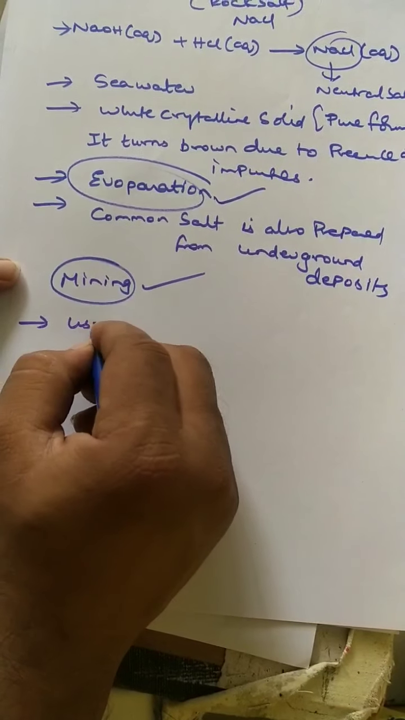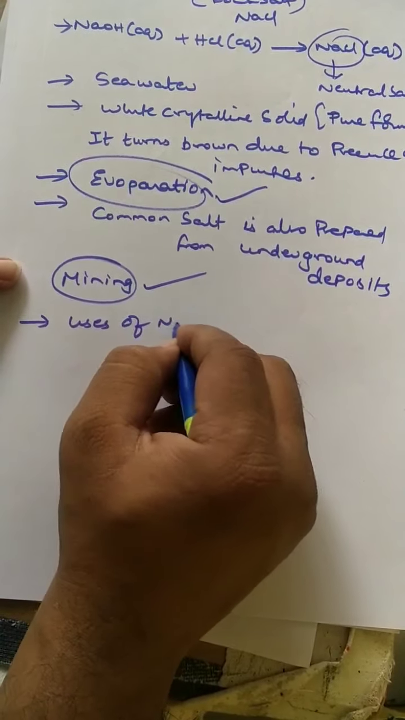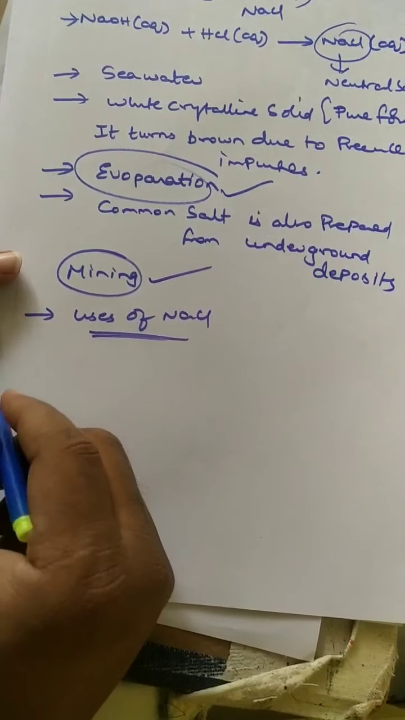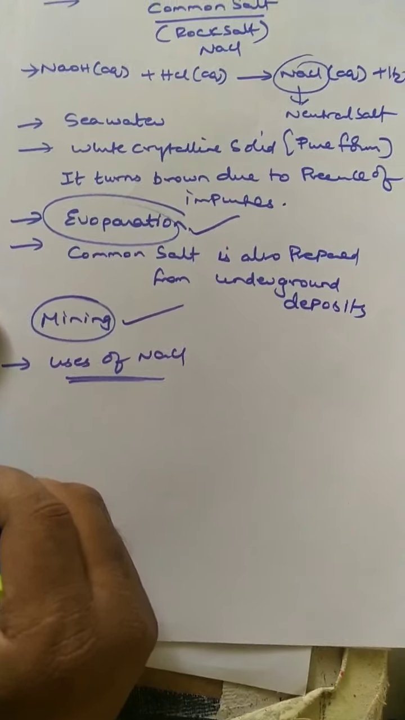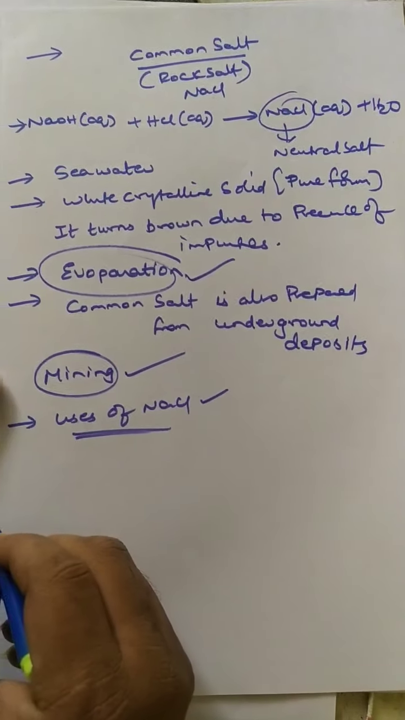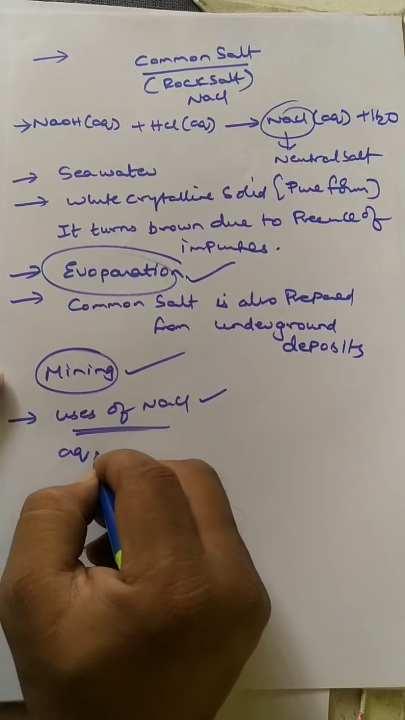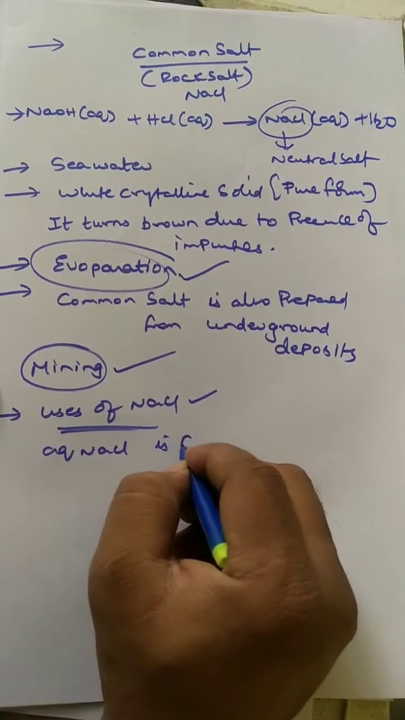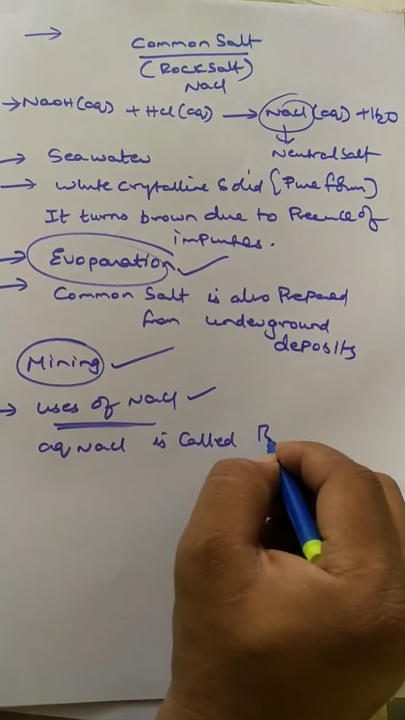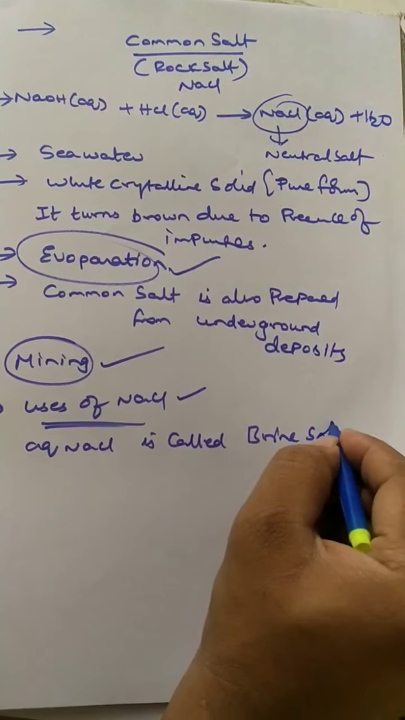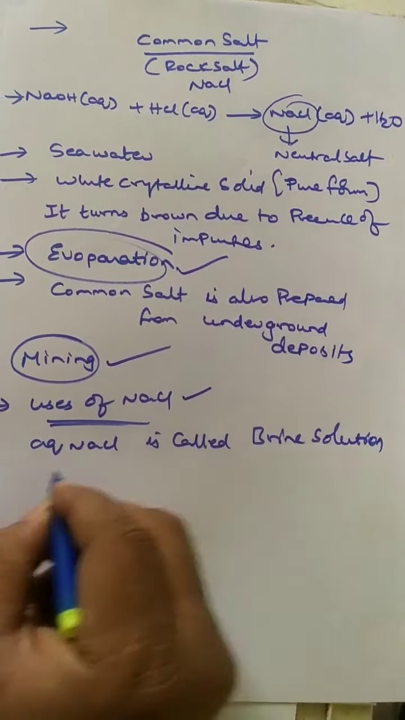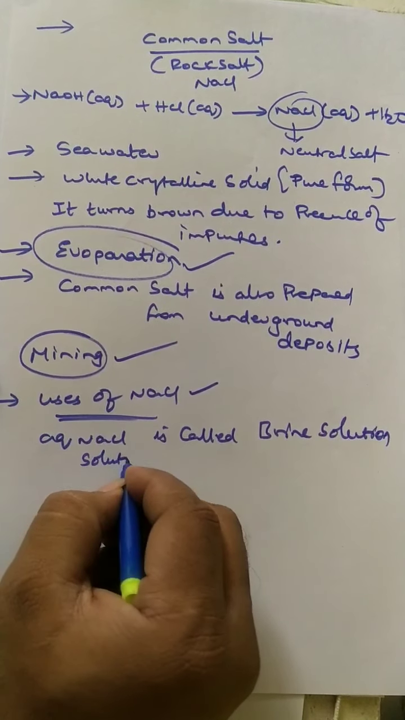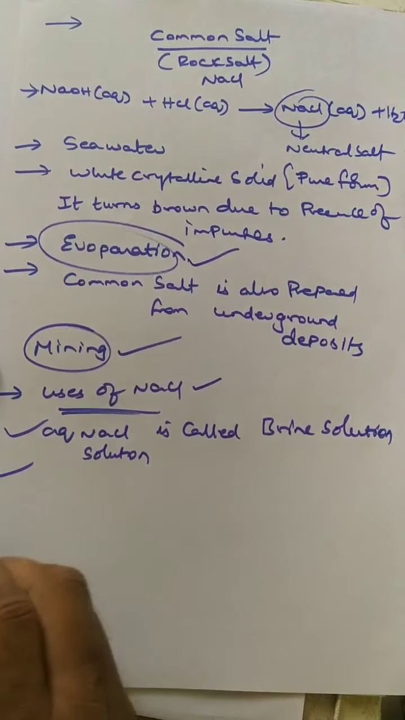And you should know the importance of the uses of NaCl. What are the important uses of NaCl? This NaCl has got a lot of importance. Aqueous NaCl solution is otherwise called brine solution. What do we call that solution? Brine solution.